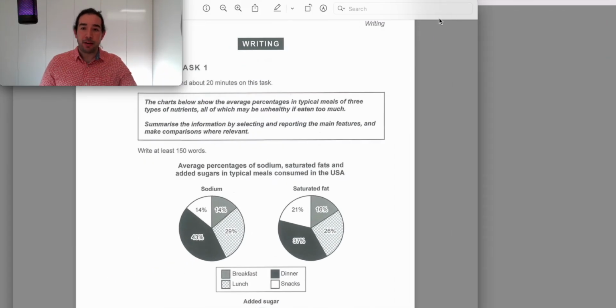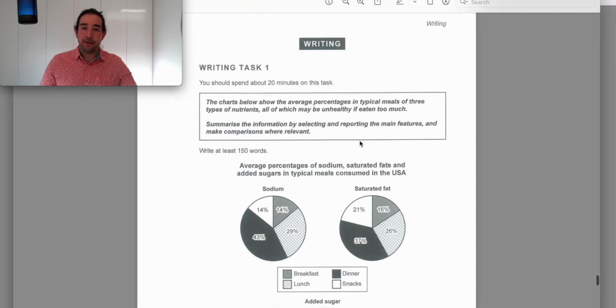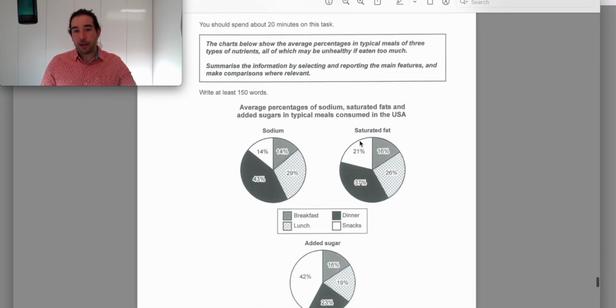You will get something more like this, where you have to describe a chart or a graph. But again, it will be the same task. You have the same amount of time, 20 minutes, 150 words, and you would have to describe and summarize the information that is shown to you here. This one is actually quite a tough one, but sometimes you can get a bar chart, or a line chart, or even just one of these. And it's a matter of practicing how we can describe them.